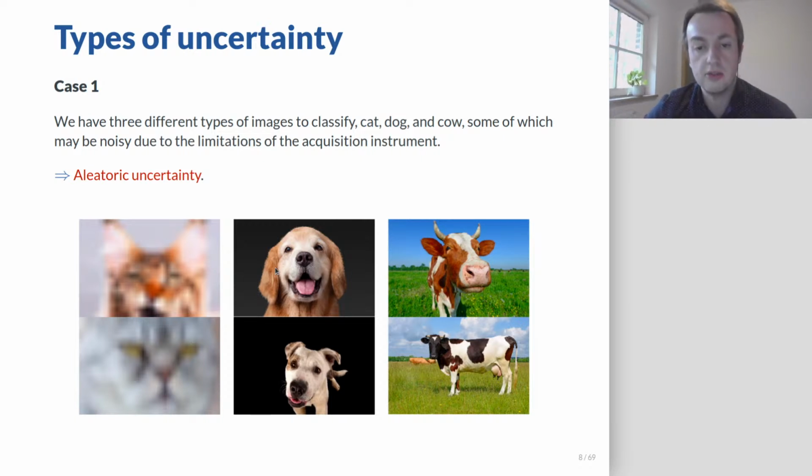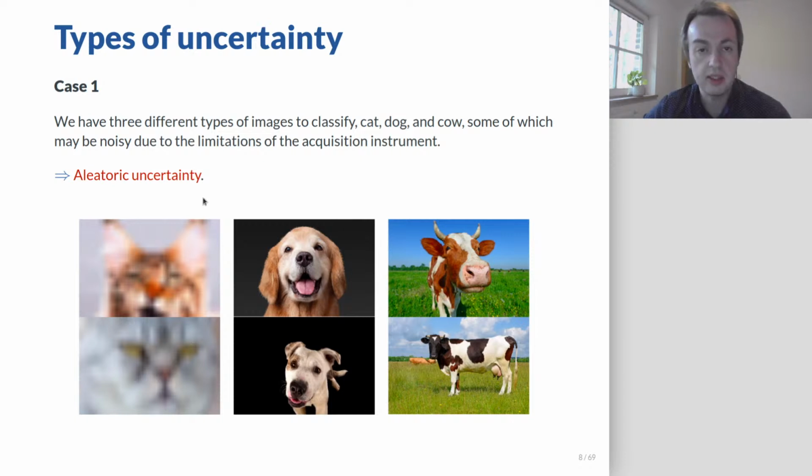But what is special about this dataset is that maybe some of the images, like for example these two for the cats, are noisy because of the acquisition instrument that we are using. For example, we are using a quite old camera, or the conditions during which the pictures were taken are not that good, so there is some noise, and maybe this noise will propagate to high uncertainty when it comes to deciding whether this image is from a cow, a dog, or a cat.